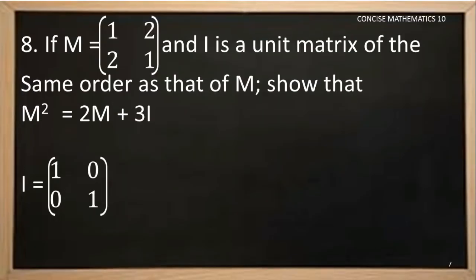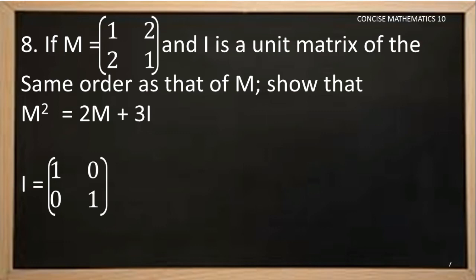That is question number 8. In question number 8, it is said that if M is equal to [1, 2; 2, 1] and I is a unit matrix of the same order as that of M, show that M square is equal to 2M plus 3I. Try to understand the question, children. Only one matrix M is given, which is a square matrix of order 2 by 2. And it is said that I is a unit matrix.